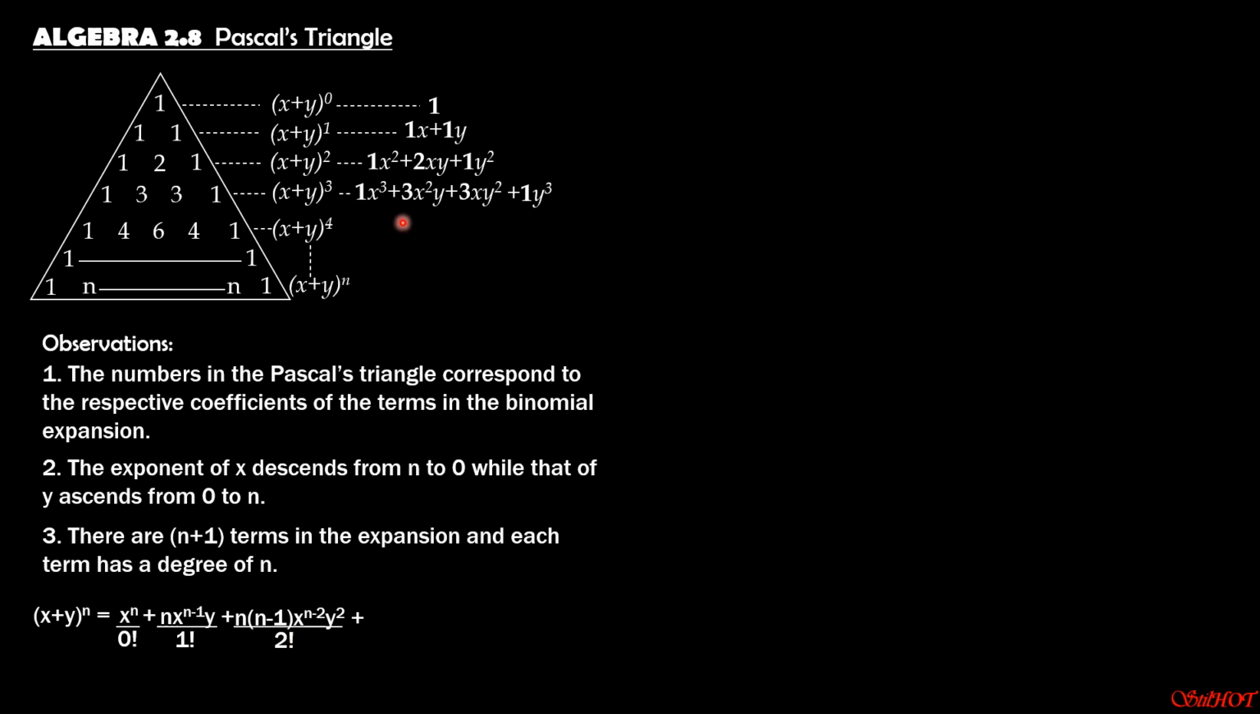Let's check it with this term in the expansion. 3, then quantity 3 minus 1 is 2, so 3 times 2, 6, divided by 2 factorial, which is 2 times 1, so 6 divided by 2 times 1 is 3. That's why you have 3 there. Then x to the 3 minus 2 is just x, and y squared. So it checks, and so on and so forth.